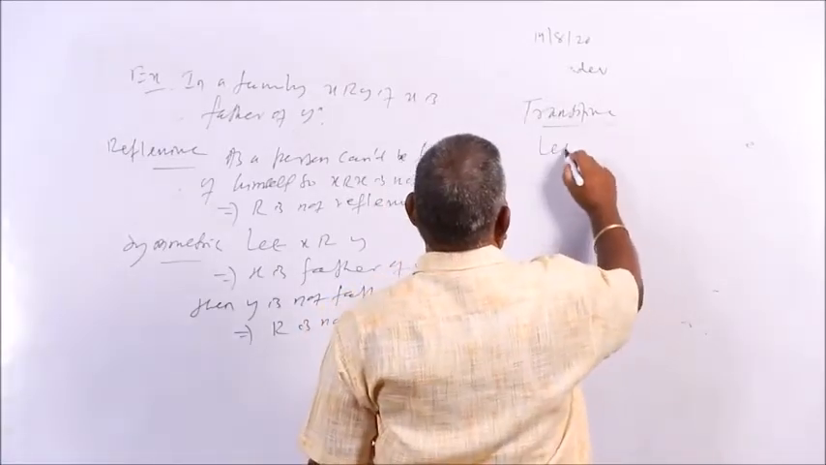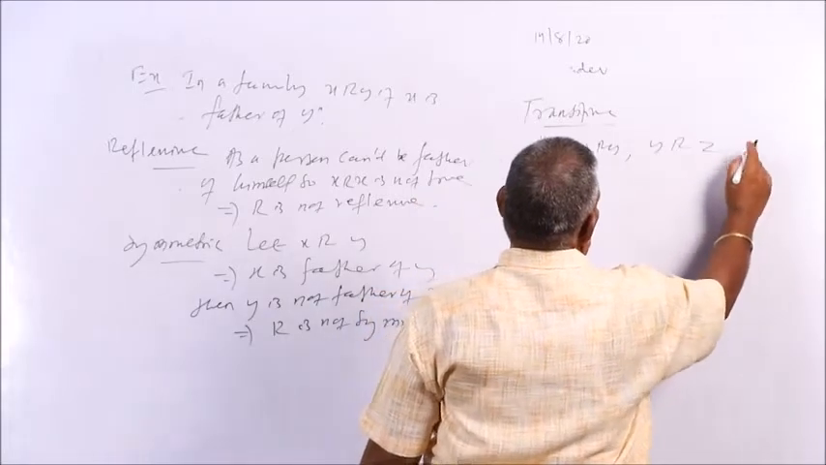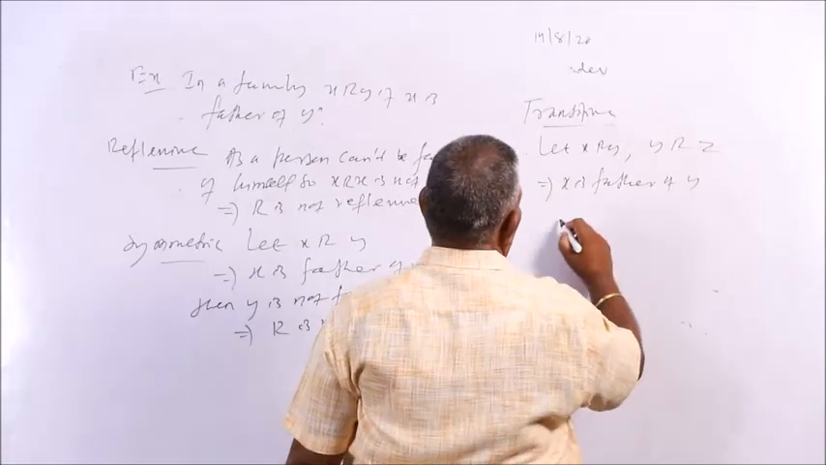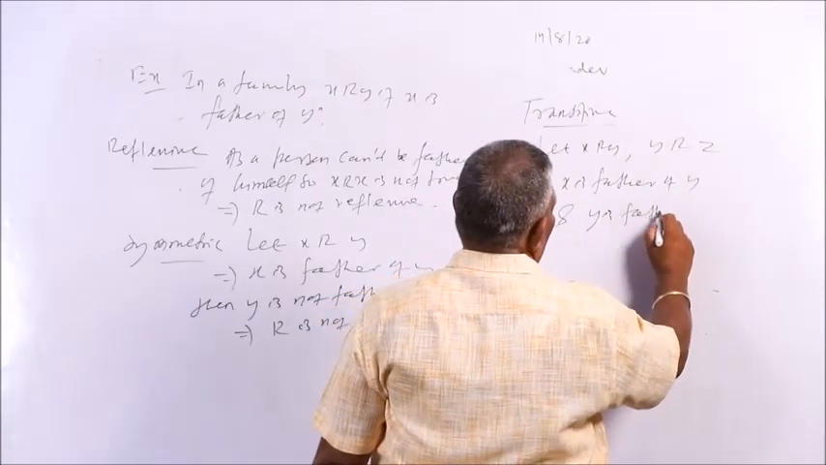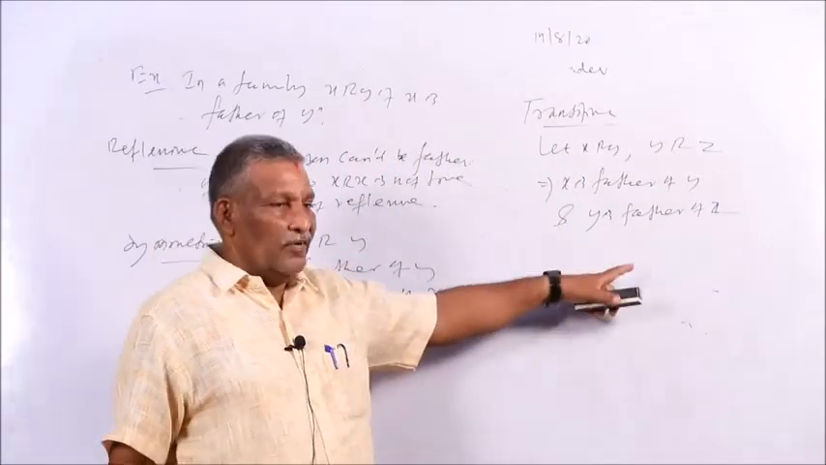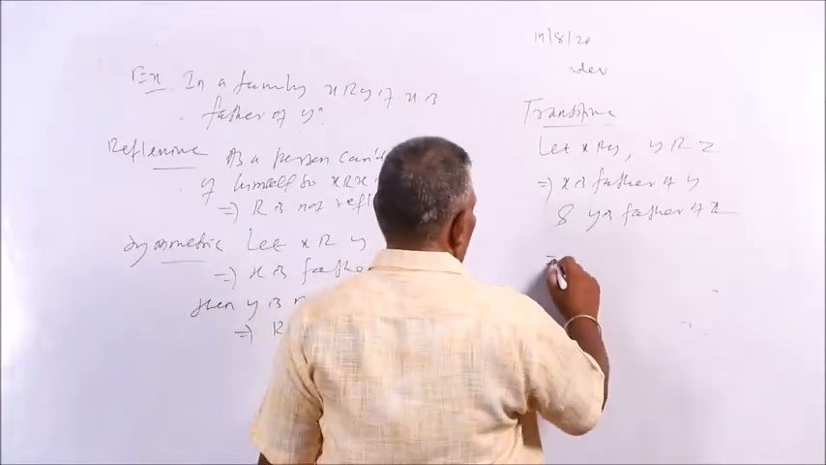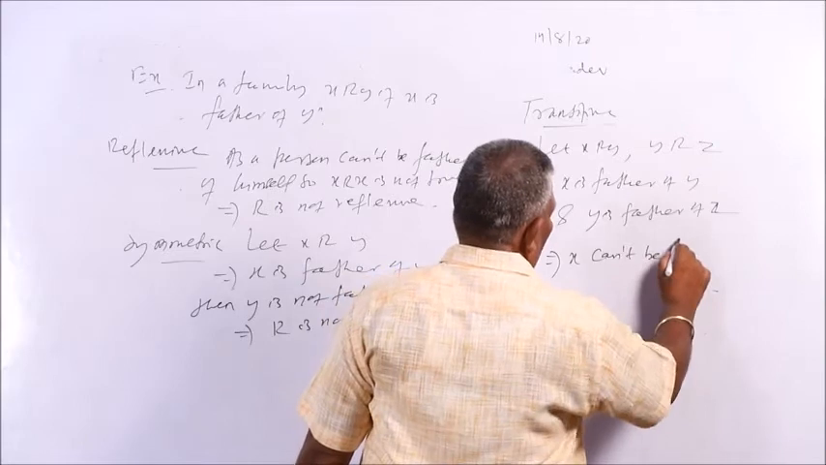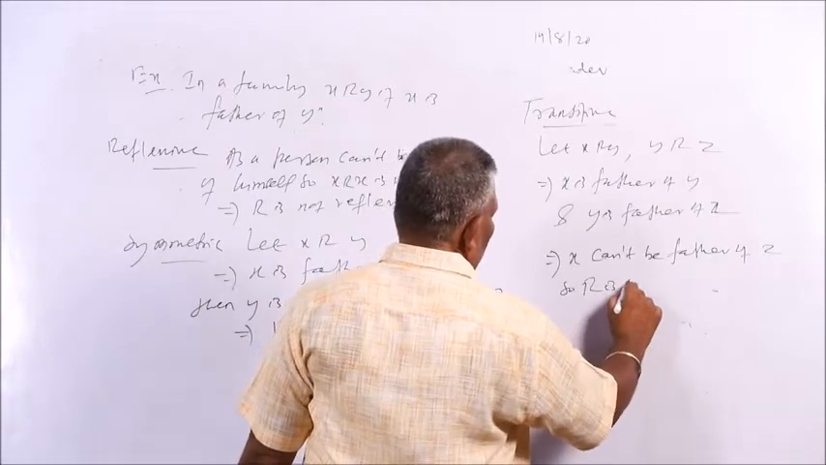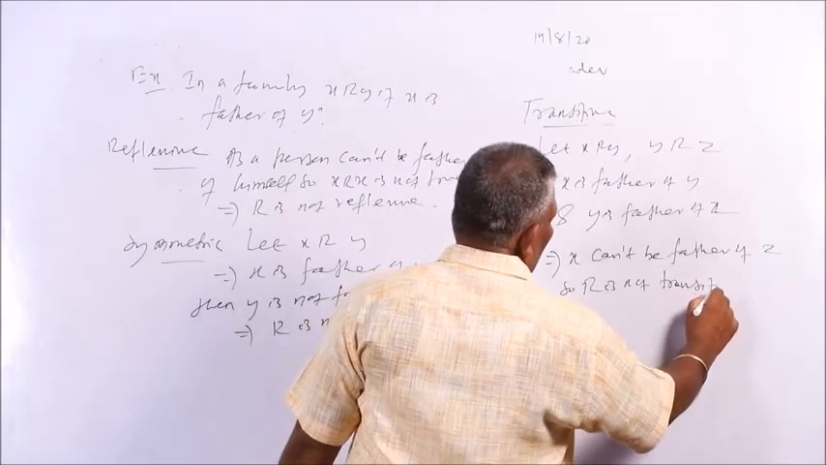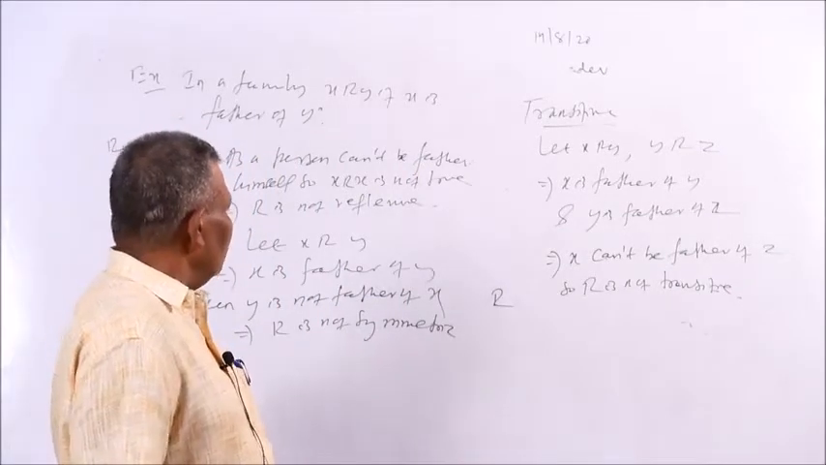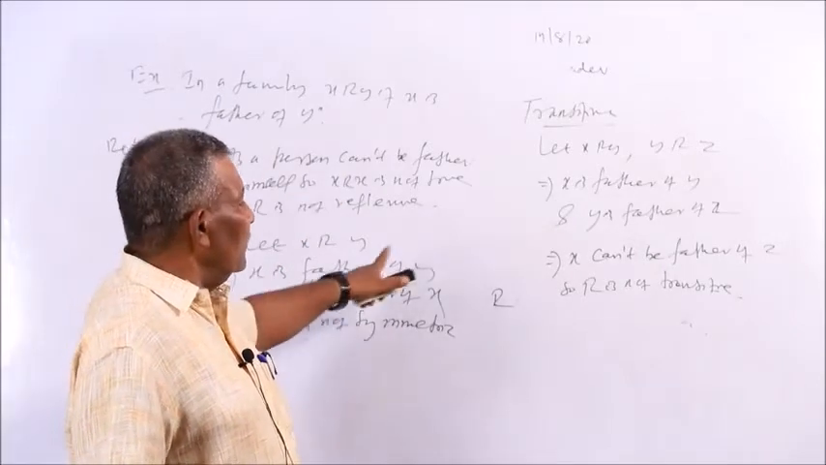Let X related to Y, Y related to Z, that implies X is father of Y and Y is father of Z. Then X cannot be father of Z because X is grandfather only. So R is not transitive. So this relation R, that is the relation of fatherhood in a family, is neither reflexive nor symmetric nor transitive.